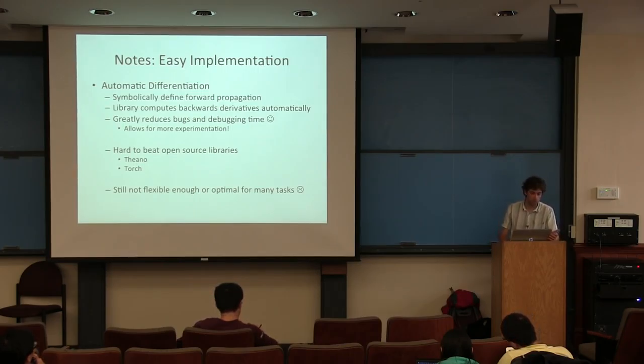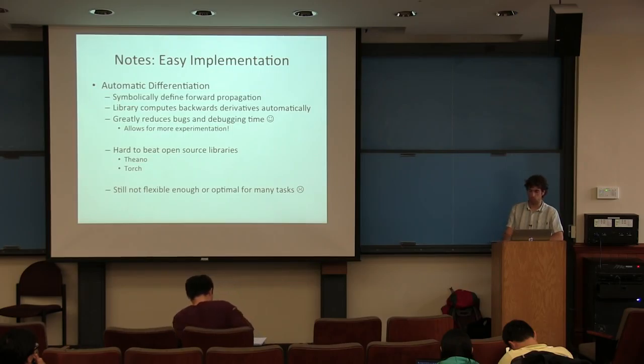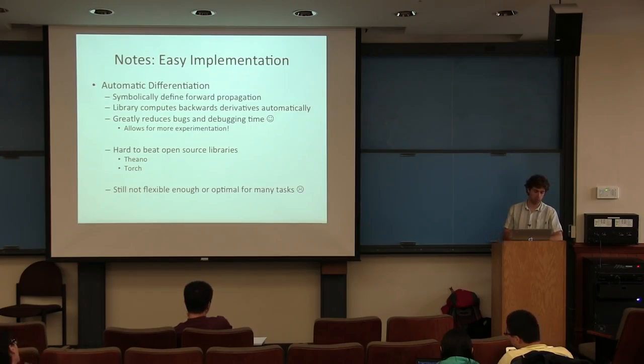One of the great things about automatic differentiation is that it greatly reduces bugs and debugging time. So this allows for more experimentation. You can try new models and different variants. There are a lot of great open source libraries for these things out there, Theano, Torch. Unfortunately, it's still not flexible enough or optimal for a lot of tasks. When you're using these libraries, they make you use a very specific model for defining operations, which can be difficult, as well as limit your ability to use parallel systems. Although Theano and Torch work on GPUs, if you want to run on multiple GPUs, it becomes more complicated.